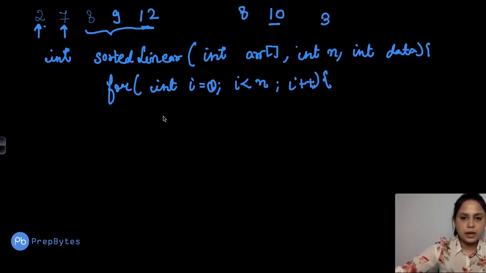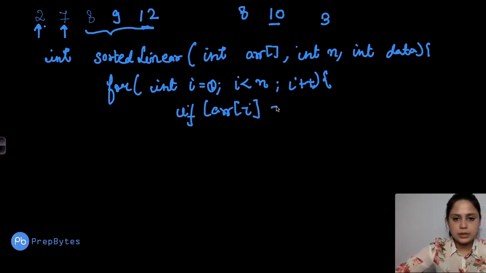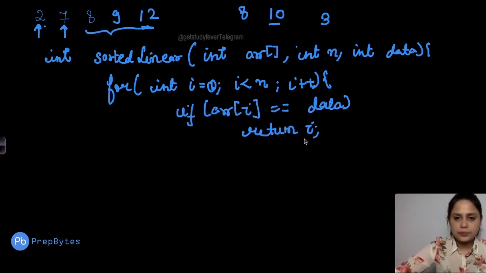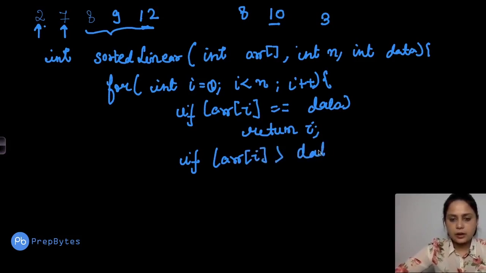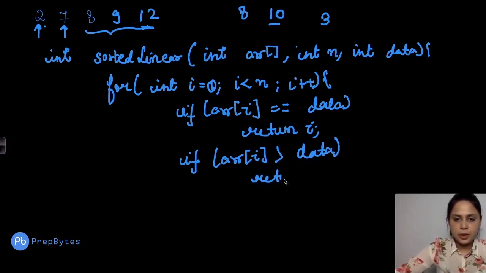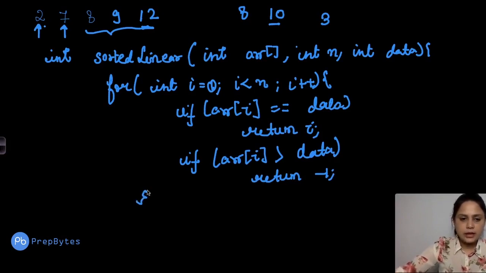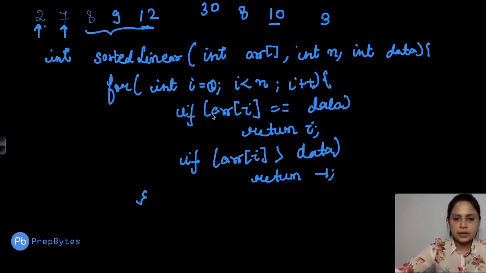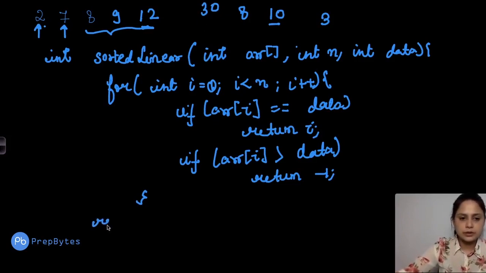Now I'll start checking if arr of i is equal to data. In that case, I'll simply return i. If that is not the case, we'll check if arr of i is greater than data. We will simply return -1. There's no point of going ahead because I know that it doesn't exist. And let's say we came outside of the loop. Let's say the number was 30 or something like that. In that case, none of these will get executed. We'll come outside the loop and we will simply return -1.